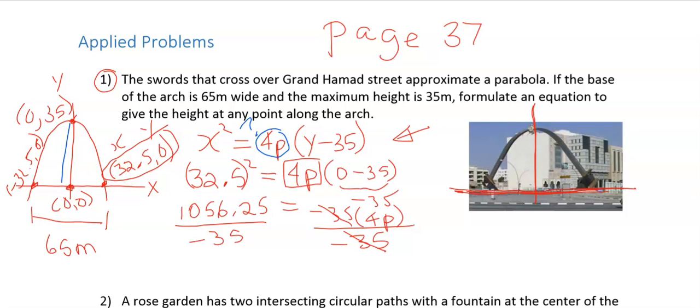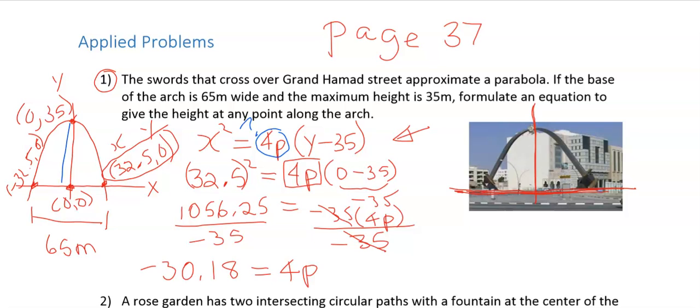If you wanted to, you could change that into a fraction. If your calculators can do fractions, you can certainly do that. If you leave it as a decimal, though, here's what you're going to get. I get approximately negative 30.178. Now that is 4p.